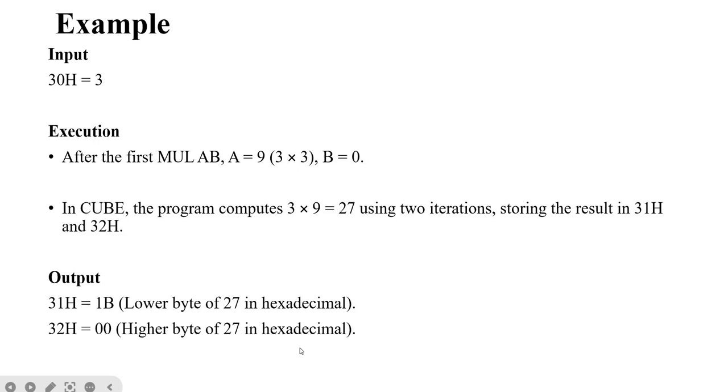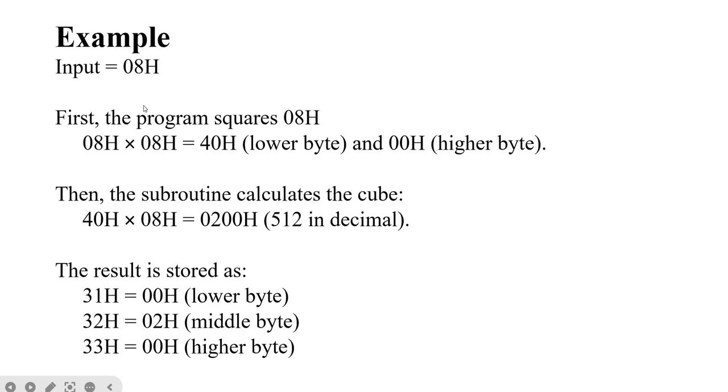You can try for other inputs also. Another input which I have taken is 08. Okay, here after the multiplication, that is after finding the square, you will get 40H in the lower byte and 00H in the higher byte. Then when again you multiply this with 08H, that is 40H multiplied with 08H, you get 0200, that is 512 in decimal. So this is how you store the result. At 31H you will get 00, at 32H you will get 02, and at 33H you will be getting 00.